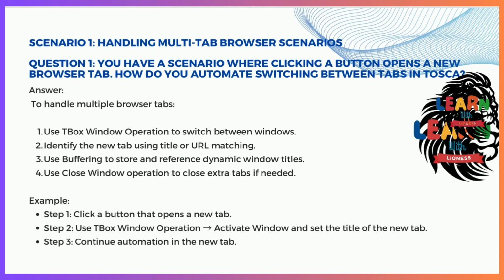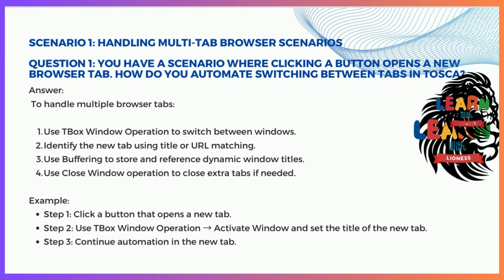Question 1. You have a scenario where clicking a button opens a new browser tab. How do you automate switching between tabs in Tosca? Answer. To handle multiple browser tabs: 1. Use TBox Window Operation to switch between windows. 2. Identify the new tab using title or URL matching. 3. Use buffering to store and reference dynamic window titles. 4. Use Close Window operation to close extra tabs if needed.